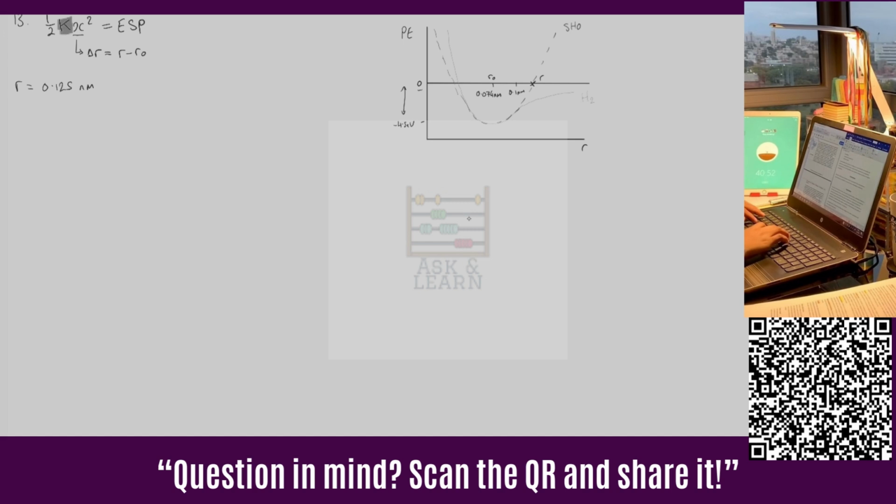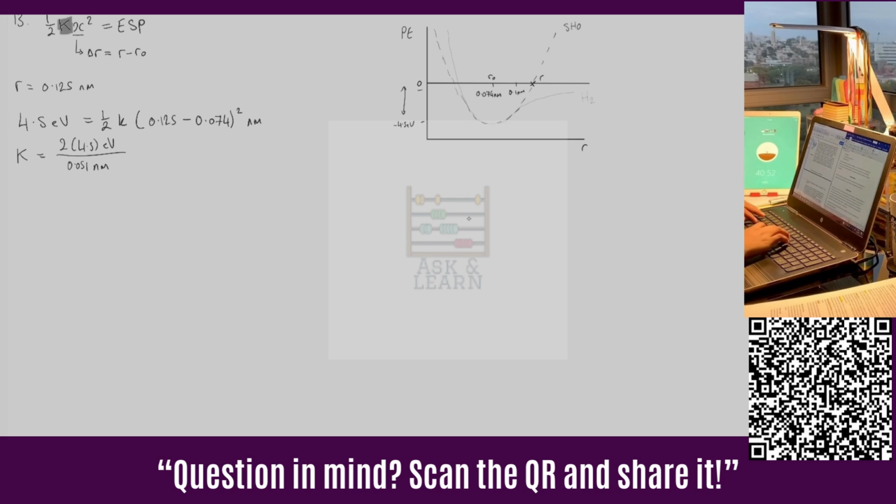So we know that the potential is 4.5 electron volts, and this is equal to 1/2 k (r minus r naught) squared. So we can do 0.125 minus 0.074 nanometers. So we can say that k is equal to 2 lots of 4.5 eV over 0.051 nanometers squared. Now we need to be careful about units, so we need to convert electron volts to joules.